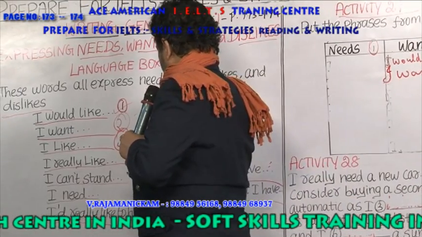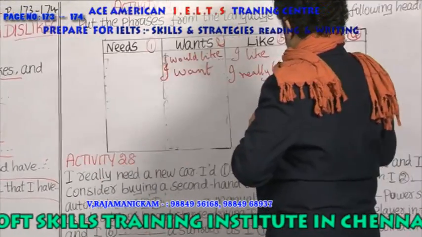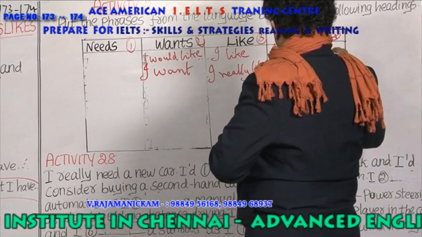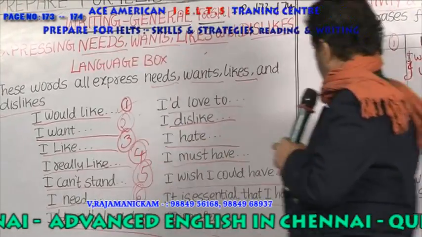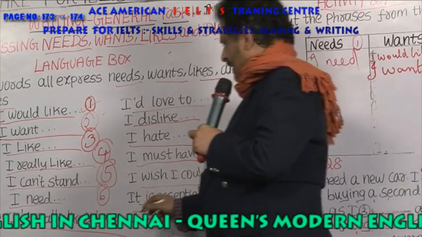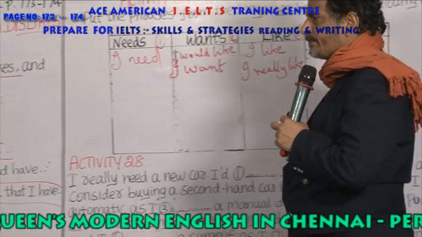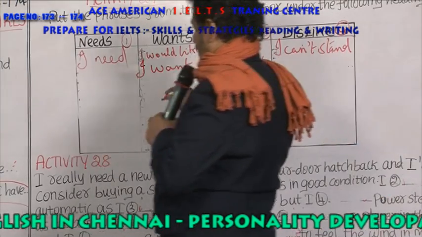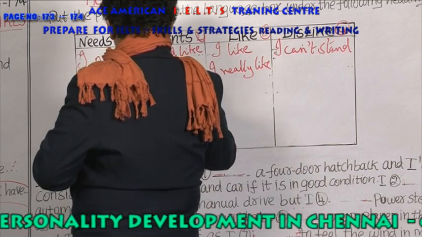Okay, number 5, I can't stand. Dislike. So I can't stand goes under dislikes. Number, I need. Okay, I need goes under needs. I really like to have. Where can we place it? I would really like to have. Wants.